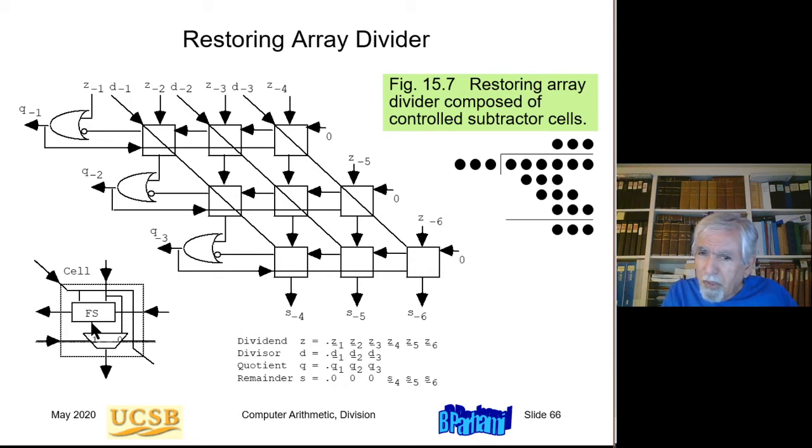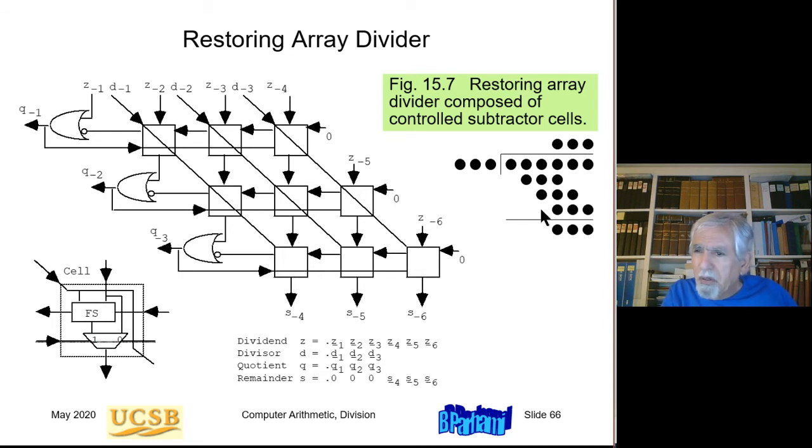Okay? So for the quotient digit of 1, the trial subtraction result is forwarded to the next row. For quotient digit of 0, the previous partial remainder is forwarded. And then this process repeats in the next row. Again, we do the trial subtraction. We choose the next quotient digit. The next quotient digit is 1. Then we forward the subtraction result. The quotient digit is 0. We forward the partial remainder that came in.